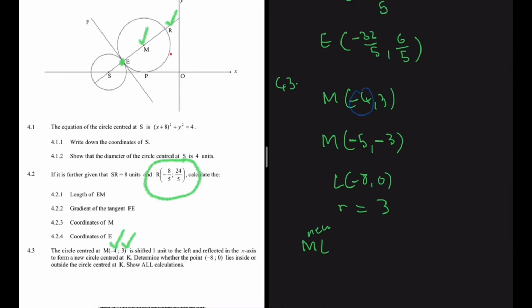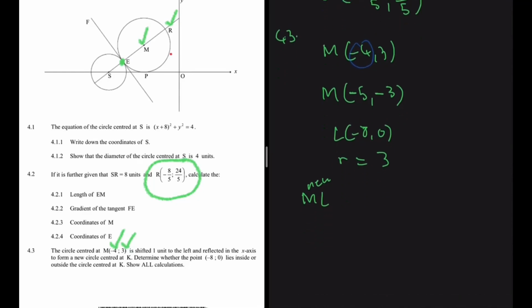So let's go ahead and compute ML. So we're saying that ML will be equals to, we know the distance formula, y2 minus y1 squared plus x2 minus x1 squared. So let's just go ahead and sub it in. So we're gonna get y2, let's take L as our second point, so that will be 0 minus 3, so that will be plus 3 squared, plus minus 8 minus 5, so that will be plus 5 squared, right?